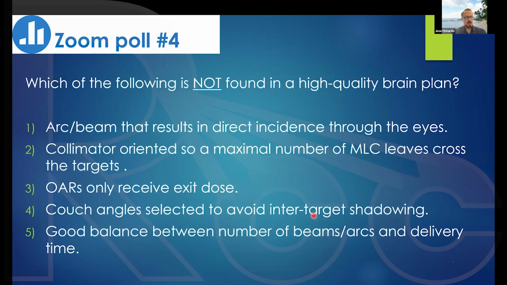All right, so we're now ready for question number 4 in our poll. Which of the following is not found in a high quality brain plan? Arc beam that results in a direct incidence to the eyes, collimator oriented so a maximal number of MLC leaves cross the targets, OARs only receive exit dose, couch angle selected to avoid inter-target shadowing, good balance between number of beam marks and delivery time.